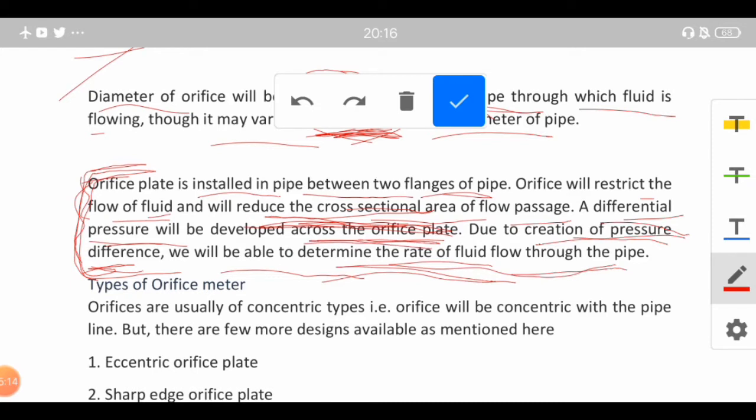Types of orifice meter. Orifices are usually of the concentric type, that is, the orifice will be concentric with the pipeline, but there are a few more designs available as mentioned here.